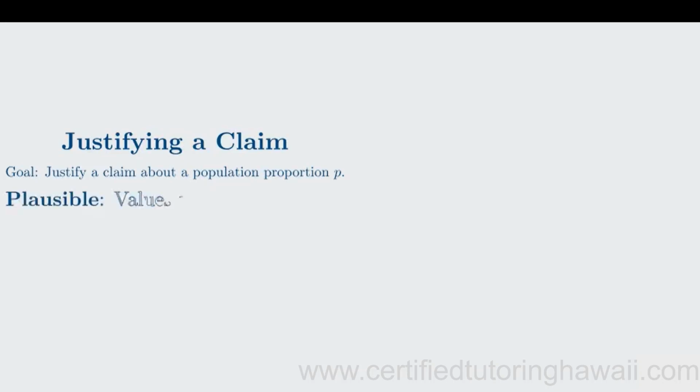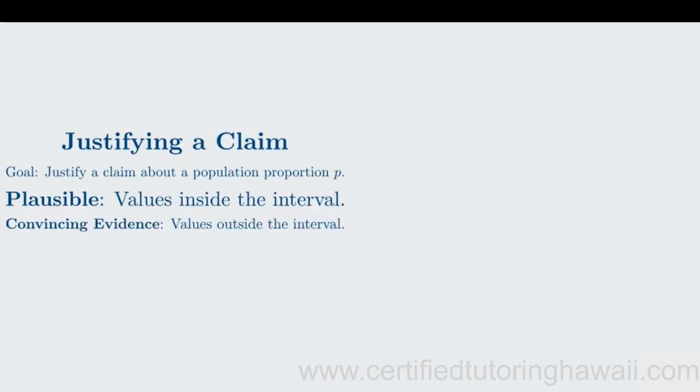This brings us to a major skill in AP statistics, using a confidence interval to justify a claim. Our goal is to determine if a specific value is a plausible value for the population proportion based on our interval. In statistics, we use the word plausible to describe any value that falls inside our confidence interval. If a value is outside the interval, we have convincing evidence that the true proportion is likely not that value.